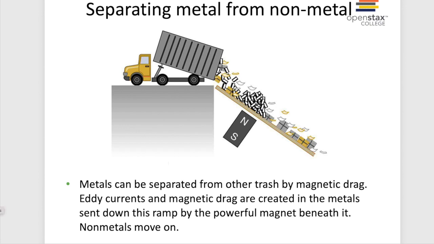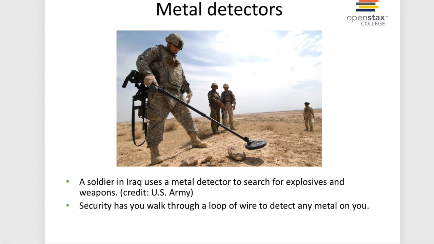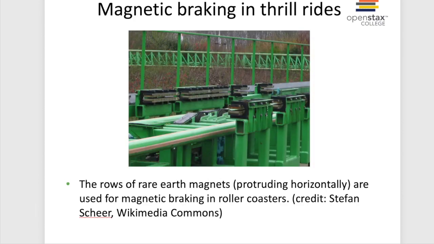So that's kind of cool. We also use magnetic induction in metal detectors. That's why you have to walk through a ring. And lastly, last example for you, we use it for braking in roller coasters and trains. So all of those are pretty cool applications of the concepts that were demonstrated in those 3 demos that I showed you on Wednesday.